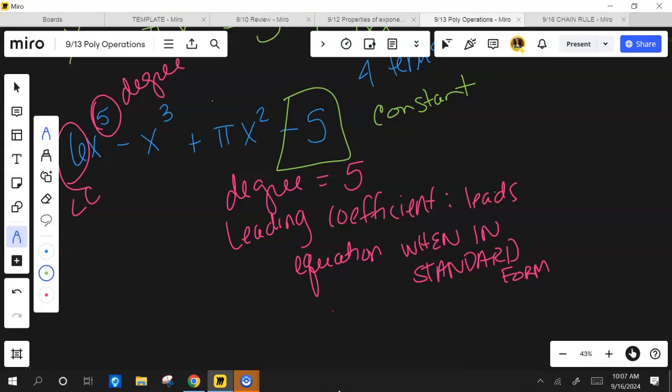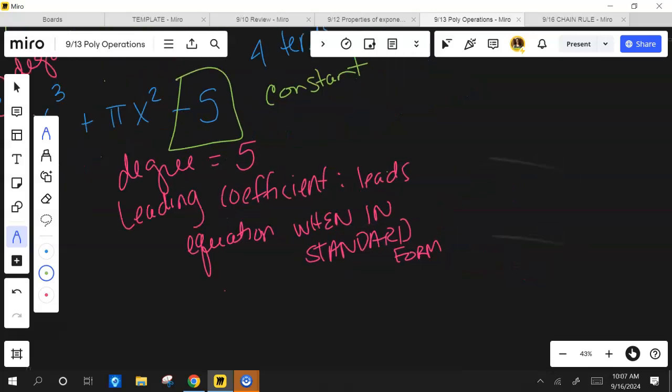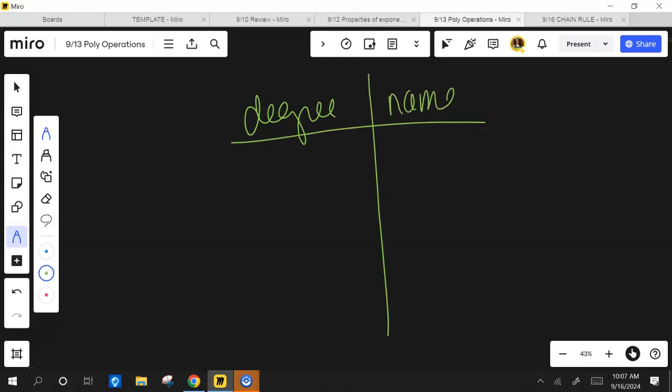All right, so I told you we classify based on the number of terms. We've got monomial, binomial, trinomial, polynomial. We also classify based on degree. So my polynomials have 2 parts to their name, just like you have a first name and a last name. They're classified by their number of terms, and they're also classified by their degree.